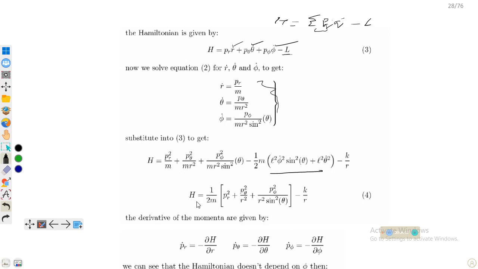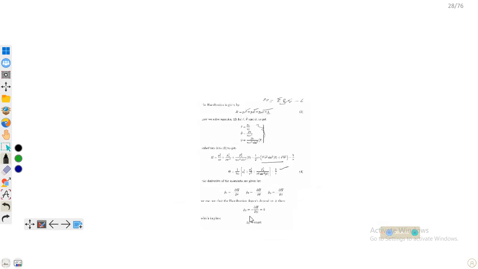Further simplifying, if we use equation 2 on this whole term, this becomes H is equal to 1 over 2m times pr squared plus p theta squared over r squared plus p phi squared over r squared sine squared theta, minus k over r. We just combine some terms and rearrange. This is the Hamiltonian.